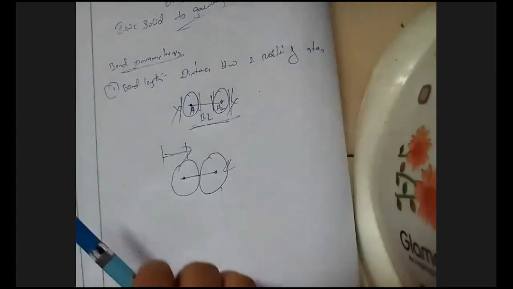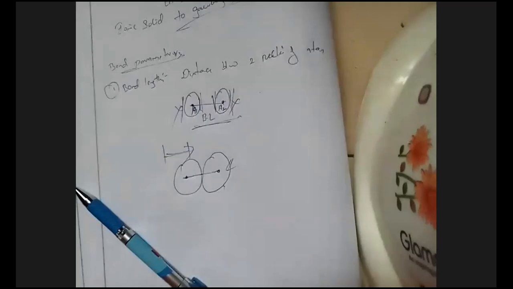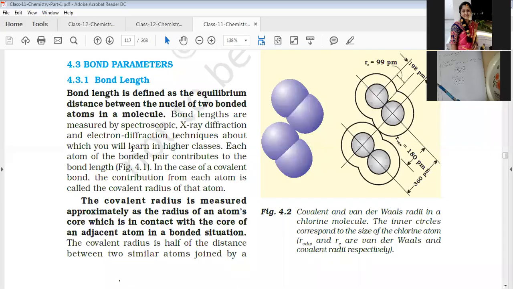If they are saying ionic length, an ionic bond should be there. The bond exists between two ions. So that bond is called an ionic bond. So the length of the bond is called ionic bond length. Simple. Which kind of bond? Based on that, we say which type of length it is. Okay.